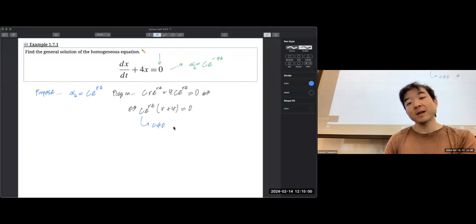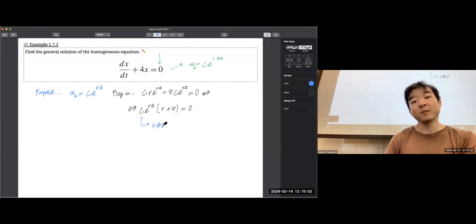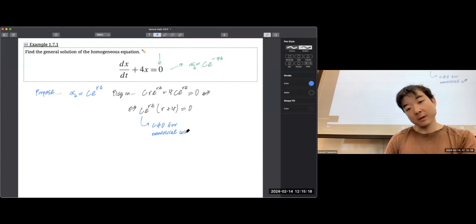So let's just say we're not interested in trivial solutions, because if you make c equal to 0, then this homogeneous solution would just be 0. And 0 will work because 0's derivative is 0. 4 times 0 is also 0. But let's say c is not 0, to obtain non-trivial solutions, so-called non-zero, non-trivial solutions.